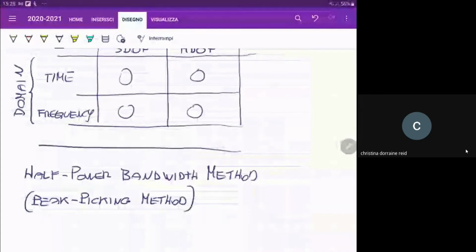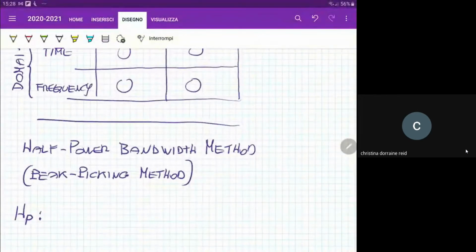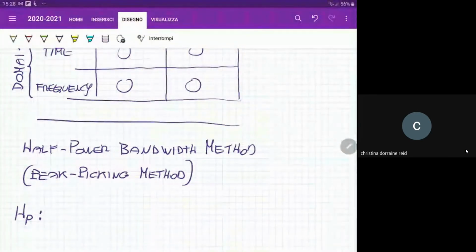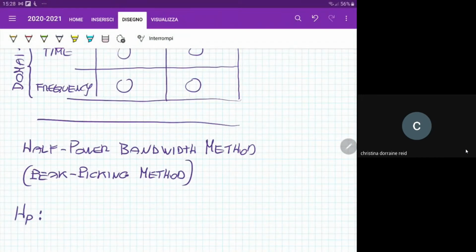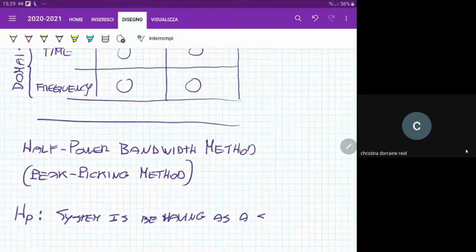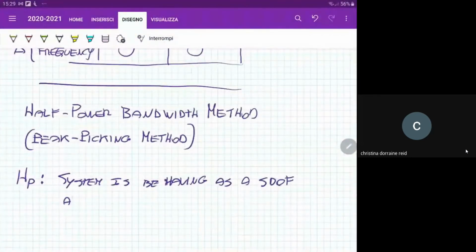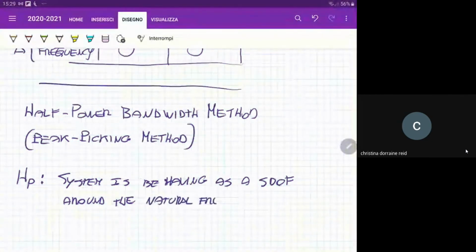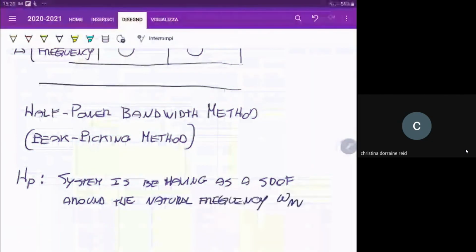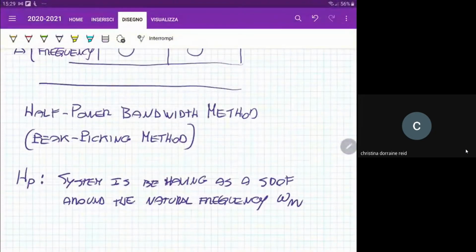Okay, what are the hypotheses of this approach? The hypothesis is that the system is behaving as a single degree of freedom system around the natural frequency omega n, for example.